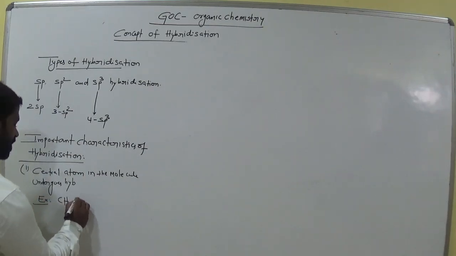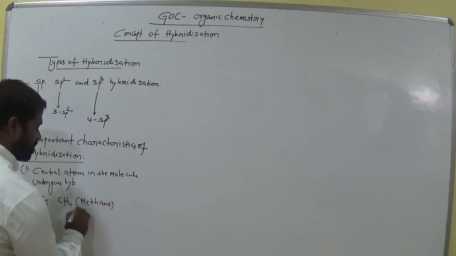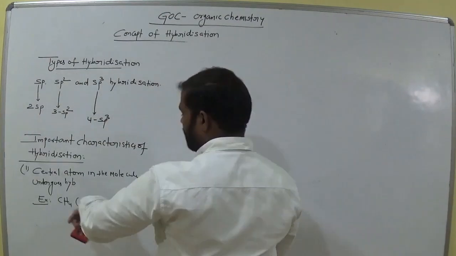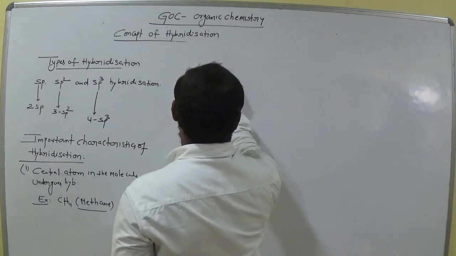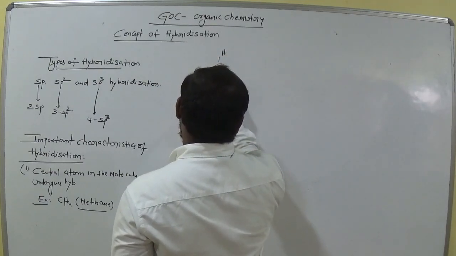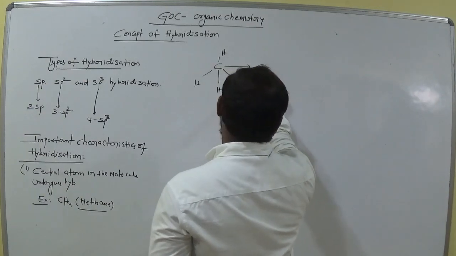Methane, CH4 formula. What is the name of this compound? Methane. It is an organic compound. What is the central atom here? Carbon. The structure of methane is C H H H H. This is the central atom. Carbon is the central atom.